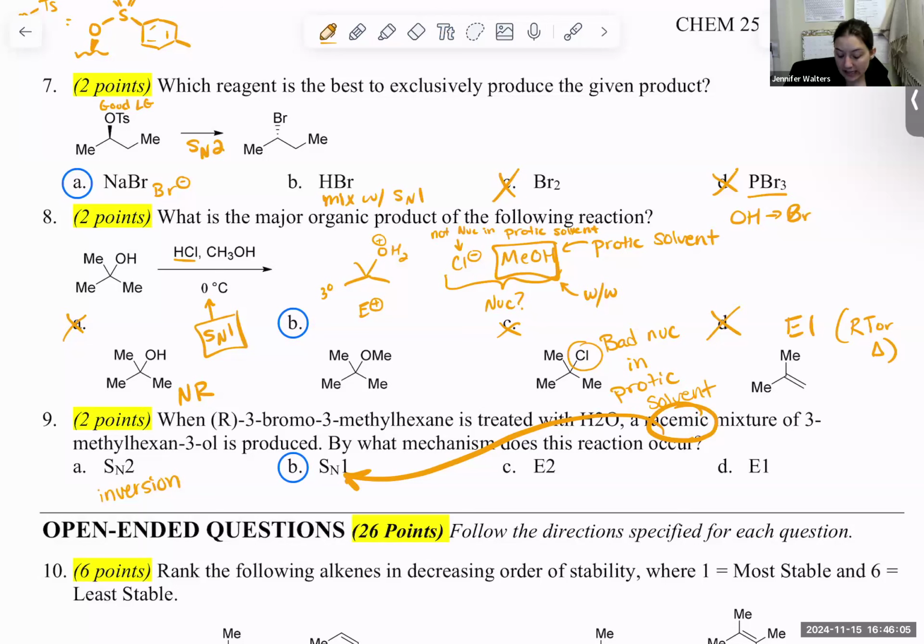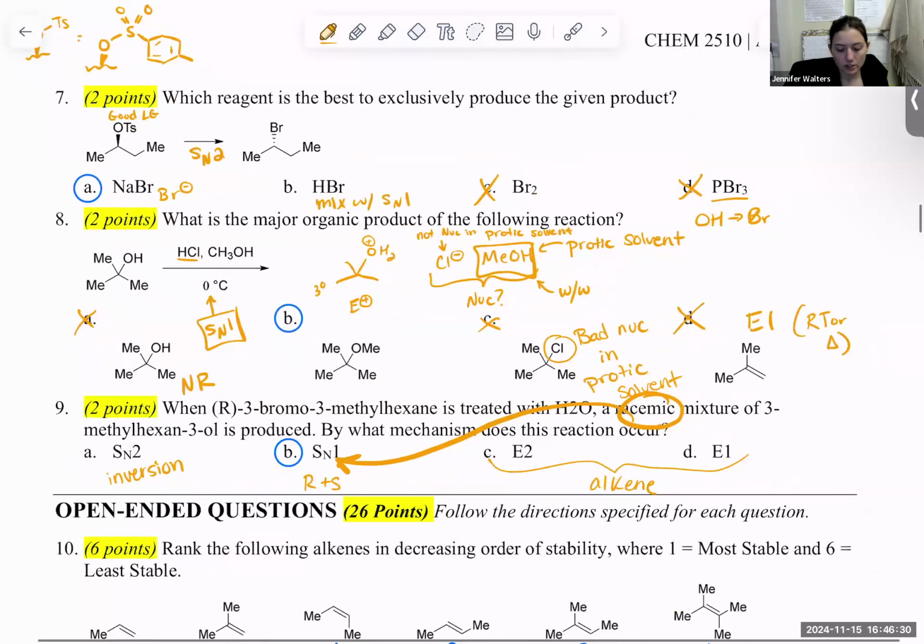E2 would have been making an alkene. And E1 also would have been an alkene. So we don't describe those as racemized. When describing the alkenes, we had our Zaitsev, Hofmann, E or Z. We didn't get to use racemic. Racemic means you have R and S. So that right away told me B was the correct answer. Any questions about number 9?